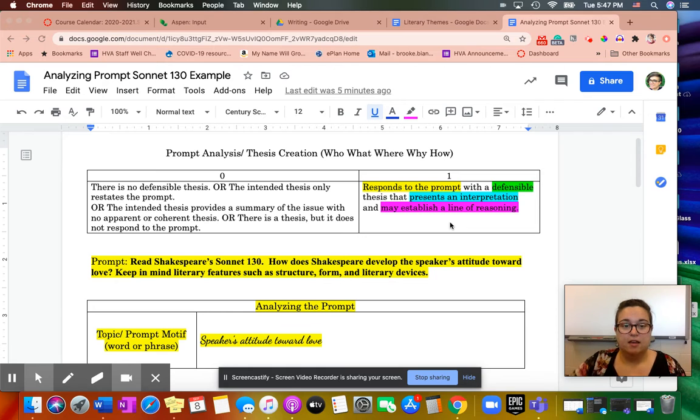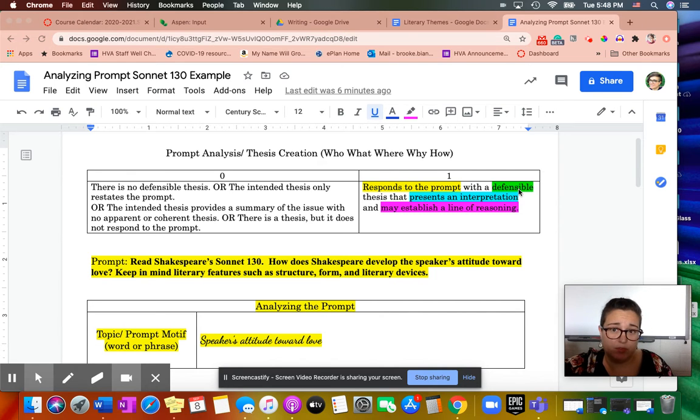So, looking at this, I've color coded it here. Here are the things it's looking for in a thesis statement for you to get the point. One, responds to the prompt. That may seem obvious, right? Like, of course, you need to respond to the prompt, but you'll be surprised, and I've seen it in the essays I've already looked at of yours, how often you don't respond to the prompt. For instance, in this case, our prompt is asking about the speaker's attitude towards love. Some of you did not mention the speaker's attitude in your thesis statement, so that's not responding to the prompt.